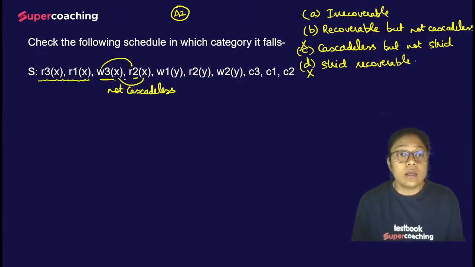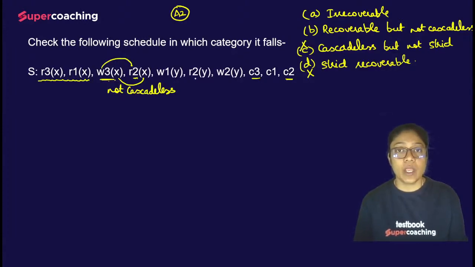Now, T2 is dependent on T3. Check for the commit order. अगर T3 ने पहले write operation perform किया है, तो T3 पहले commit होगा. So T3 is getting committed before T2. So अभी तक ये लग रहा है this is a recoverable schedule. After that, there is no other operation performed on the data item X. Then check for the next one.